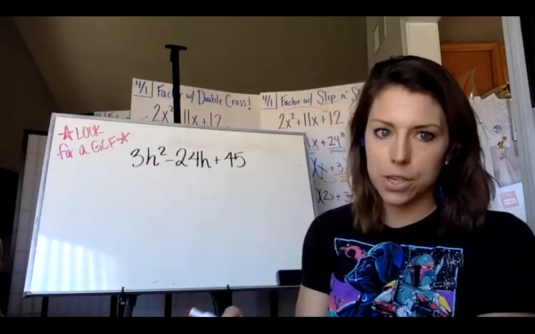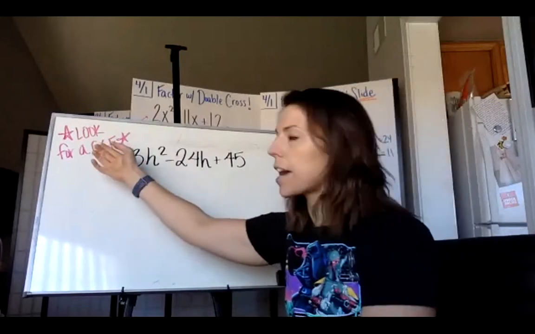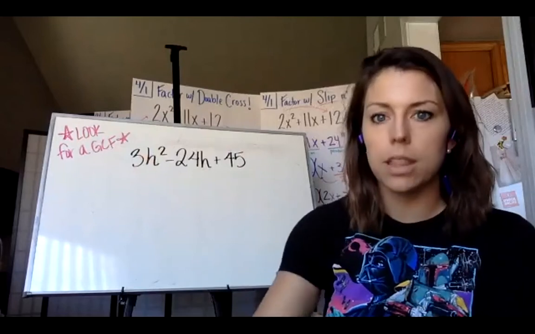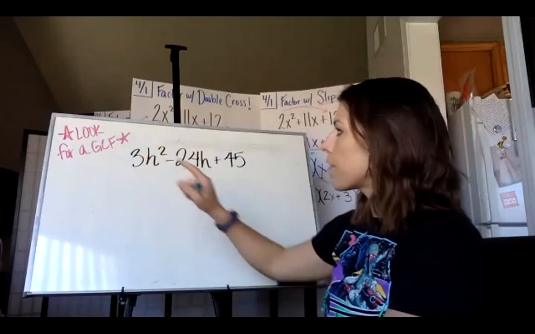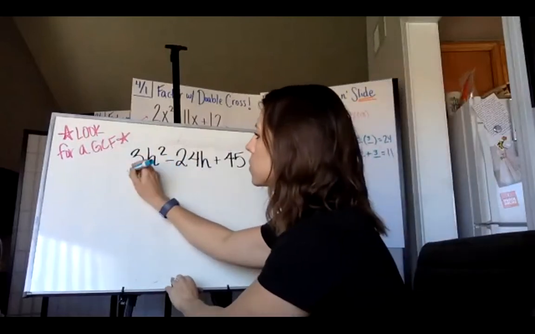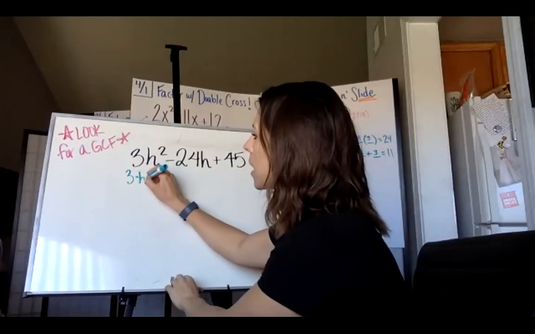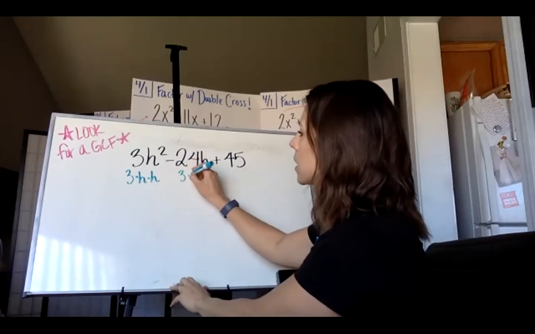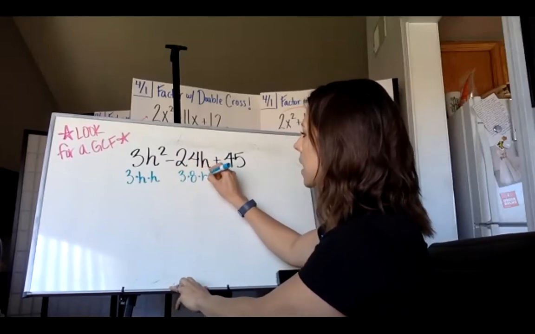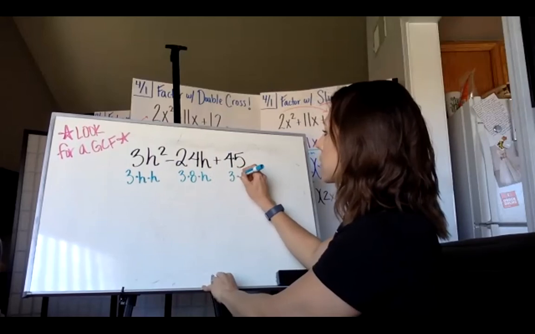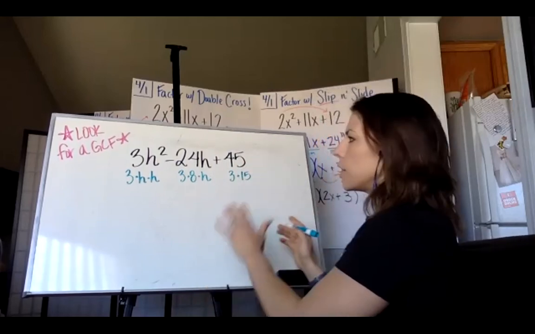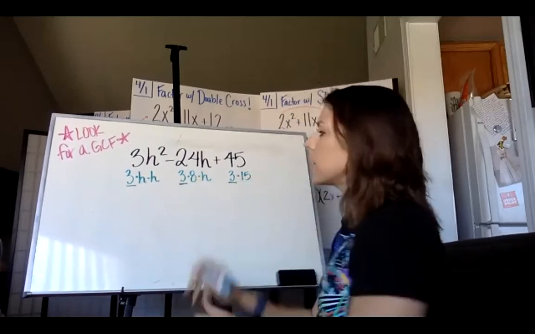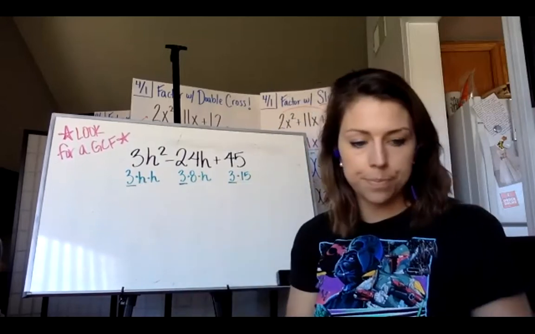So here's what we're gonna do. Because we're gonna factor out the GCF, this will actually become a much easier problem to deal with. So here we go. We're gonna factor out 3. So that means in the first term, 3h squared is 3 times h times h. 24h is 3 times 8 times h. And 45 is 3 times 15. So in this case, the only number they have in common is 3. 3, 3, and 3. That's it.